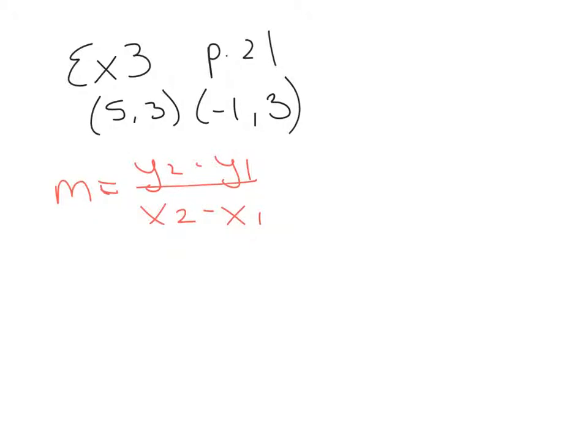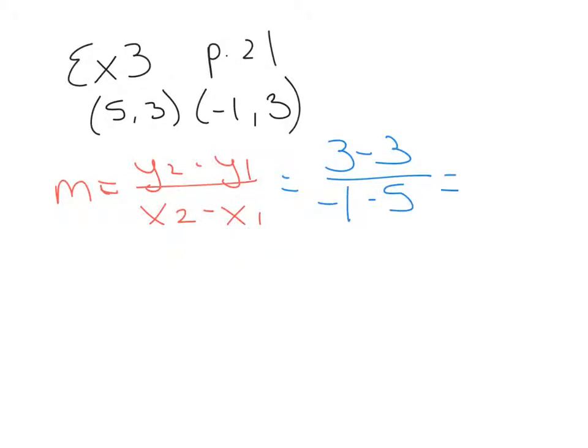So y2 minus y1, this would be y2, this would be y1, and that will be 3 minus 3. x2 minus x1 will be negative 1 minus 5.